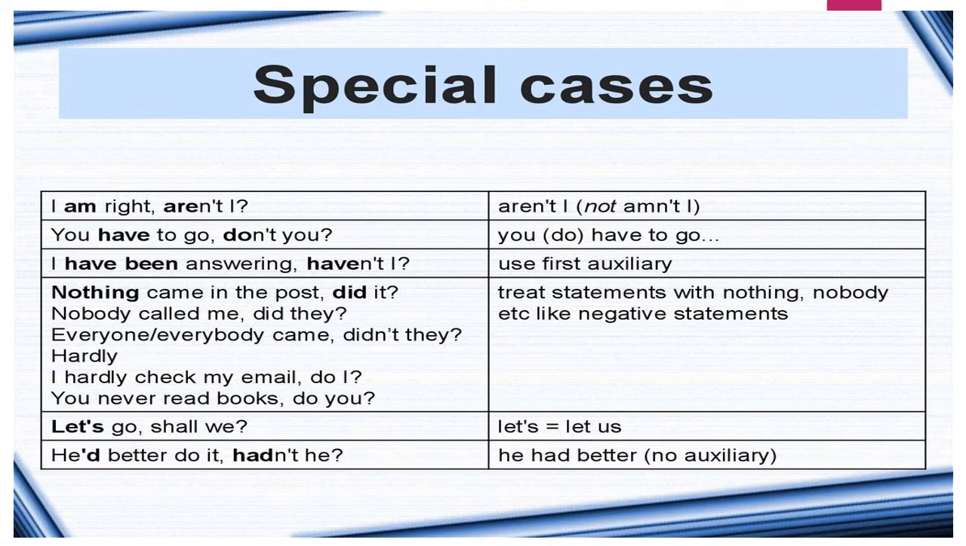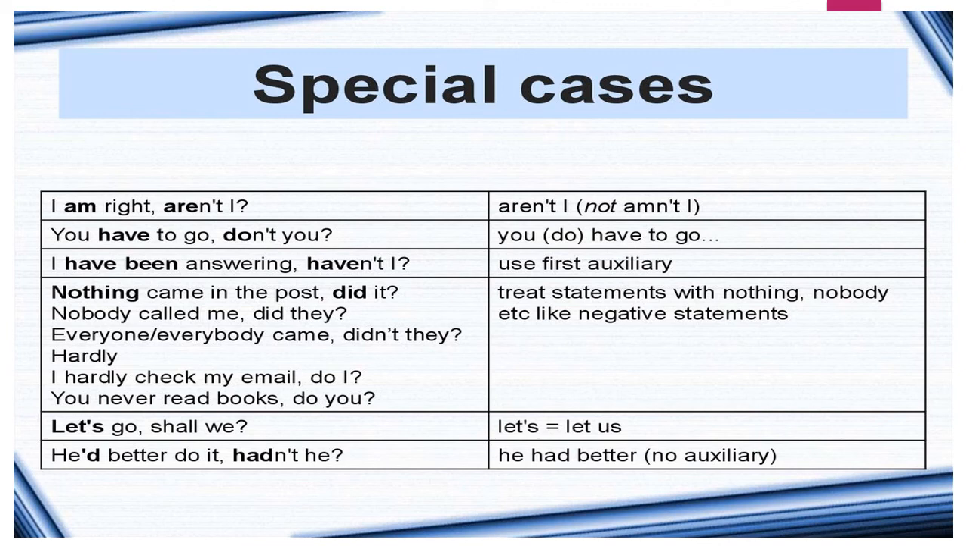Nothing came in the post. As there is no auxiliary, you can see directly. Came is the main verb. Split the main verb in terms of do, does, did. Came is the past form of come, so did plus come makes came. Right? So is the sentence positive or negative? The sentence is negative because there is the word nothing. Nothing, nobody, none make the sentence negative. So make a positive tag. Did it?